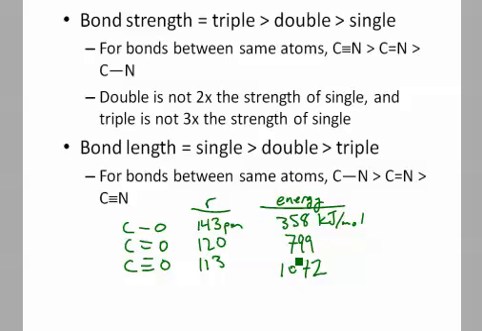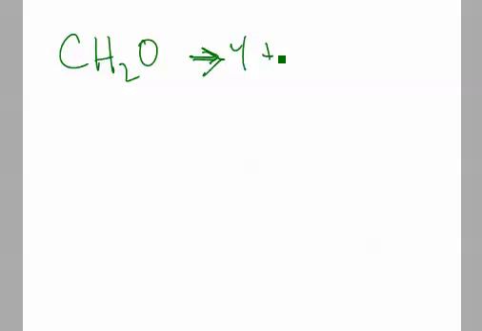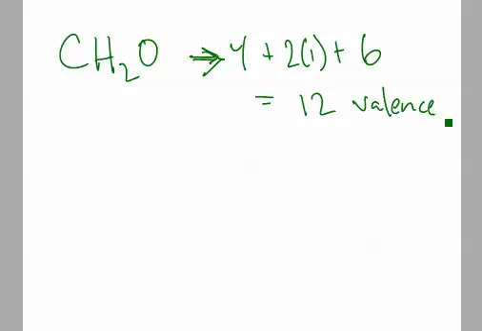Okay, so let's do one more quick example here and we will be done. Let's do a little bit more complicated molecule. Let's do CH2O. This is the formula of a compound called formaldehyde. So here carbon has 4, plus 2, plus 6 for oxygen, right? So for a total of, I think that's 12. Okay, so we have 12 valence electrons.